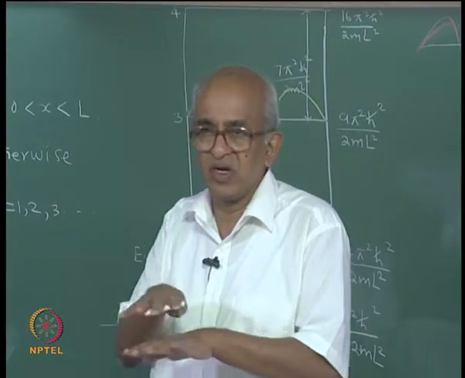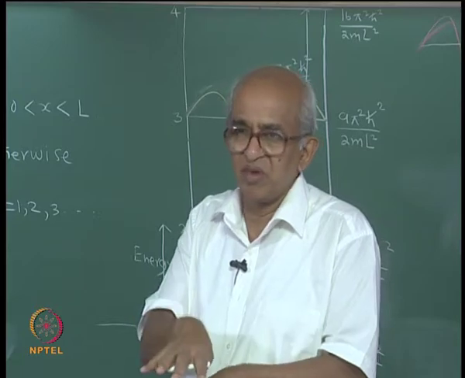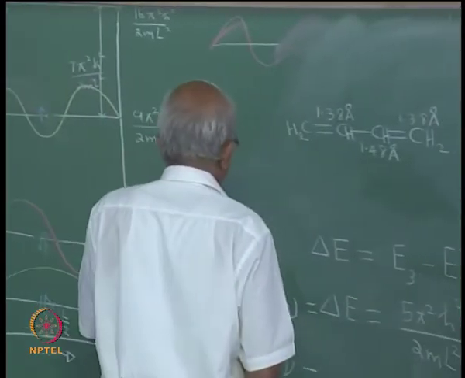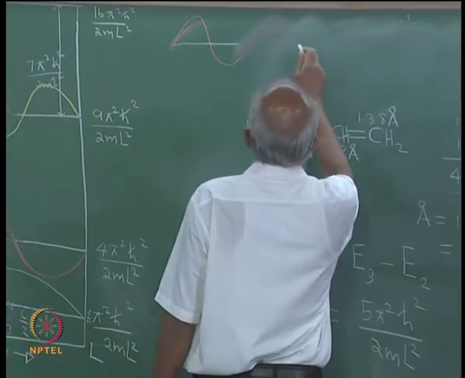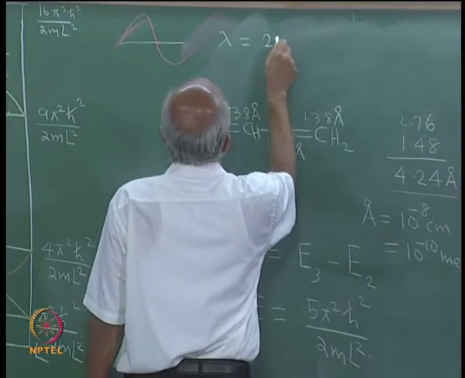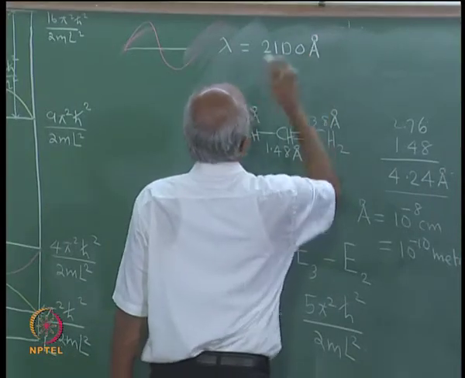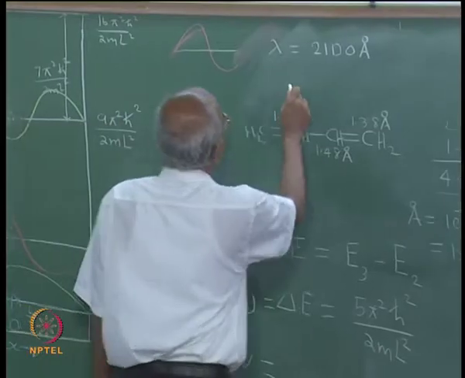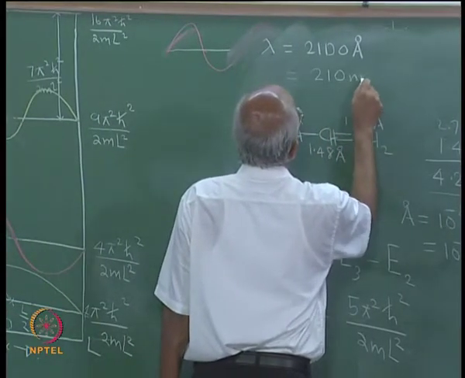And so, experimentally you can determine that particular transition which will need the minimum amount of energy, and in fact in the case of butadiene, if you do the experiment you will find that that transition occurs at a wavelength lambda equal to 2100 angstroms, or 210 nanometers.